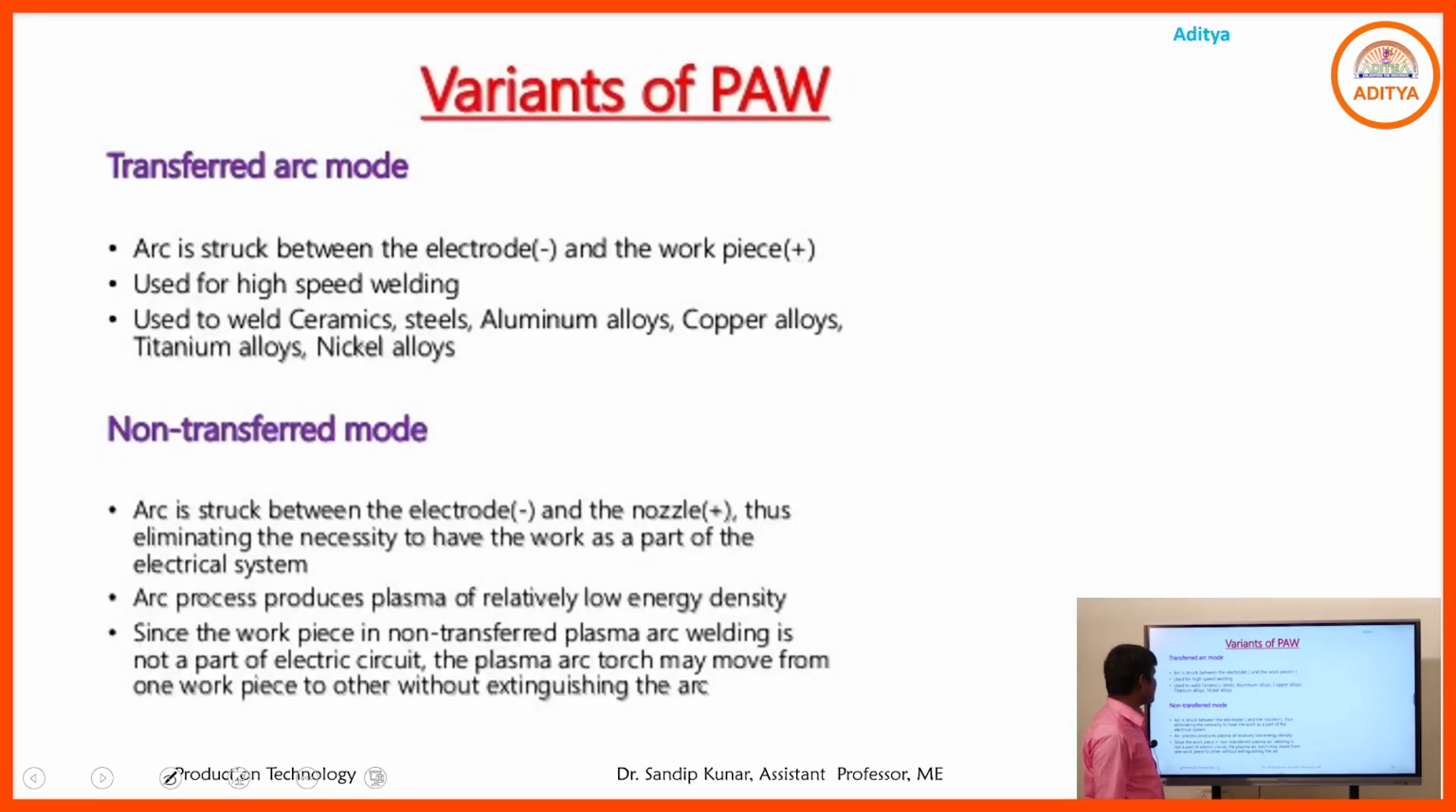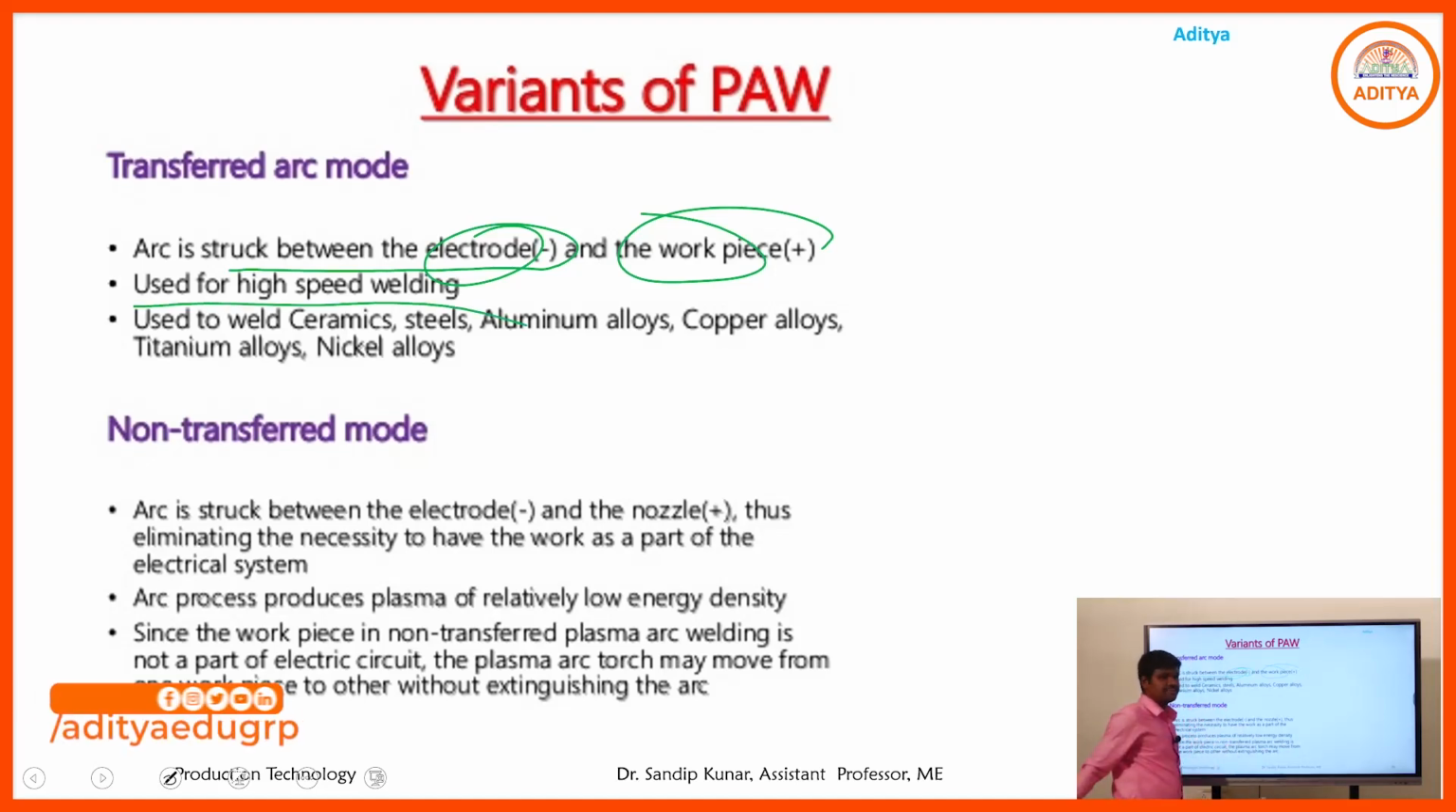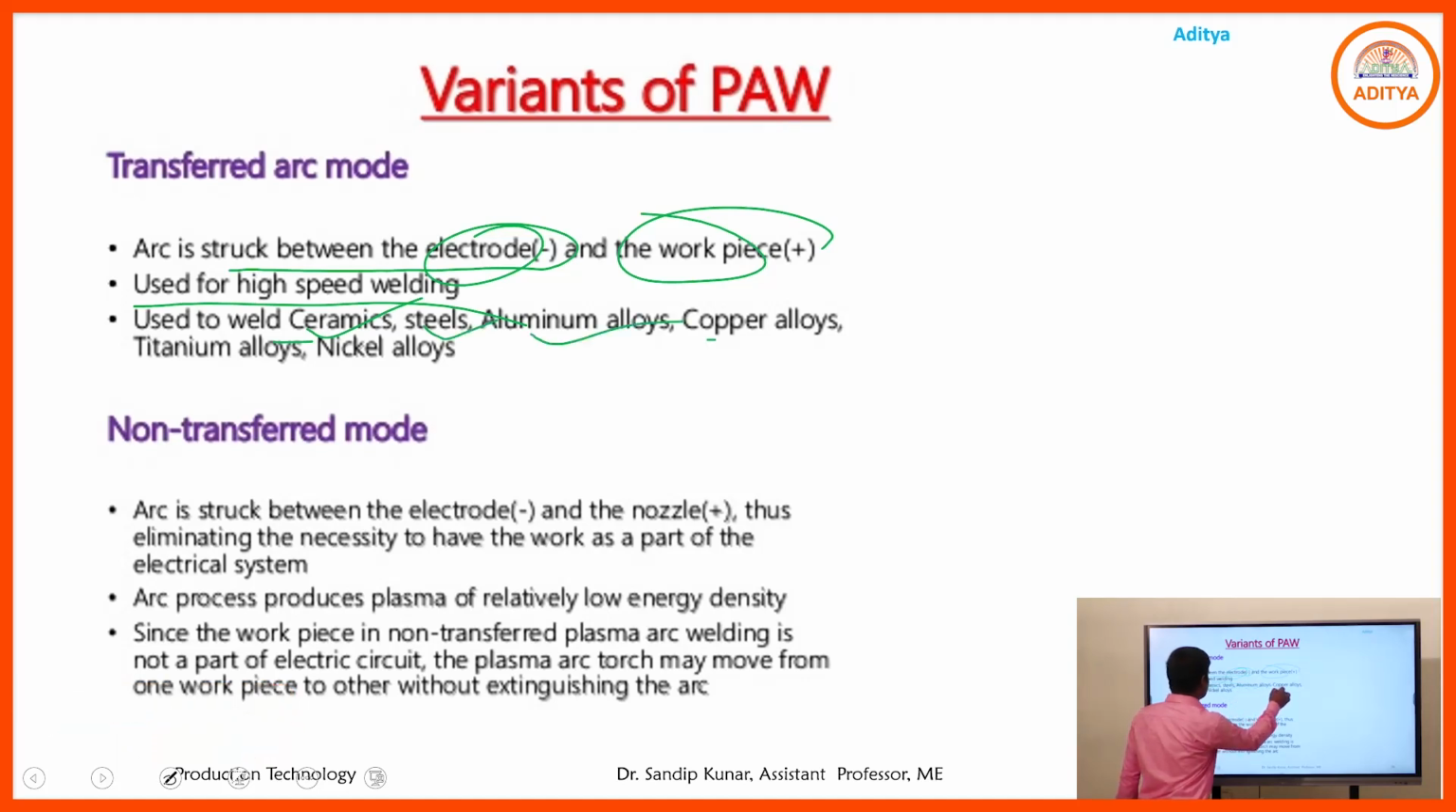What are the variants? One is the transfer mode. In the transfer mode, the arc is generated between the electrode and the workpiece and is used for high speed welding. It is used for ceramic material, steel, aluminum alloy, copper alloy, titanium alloy, and nickel alloy.